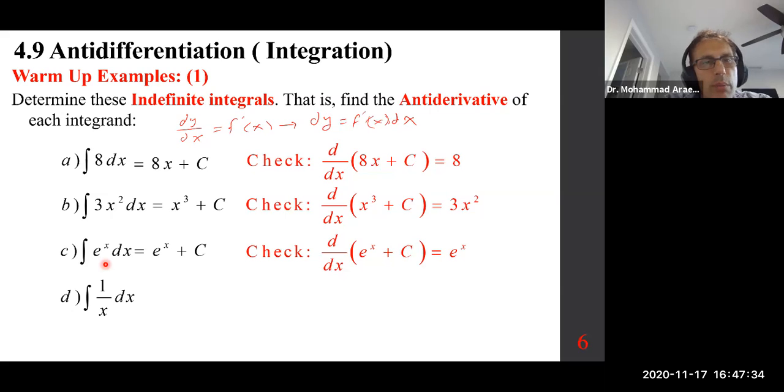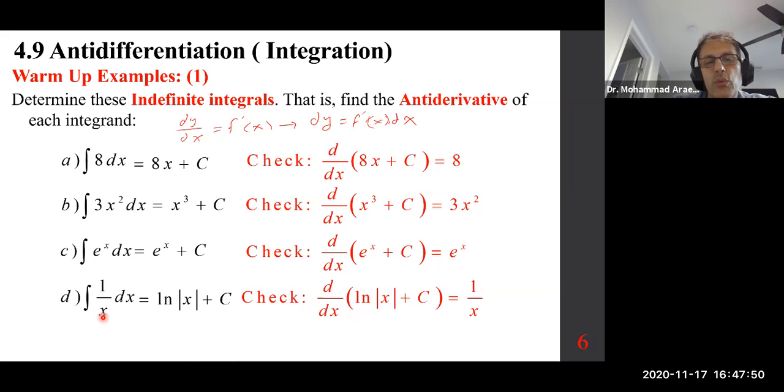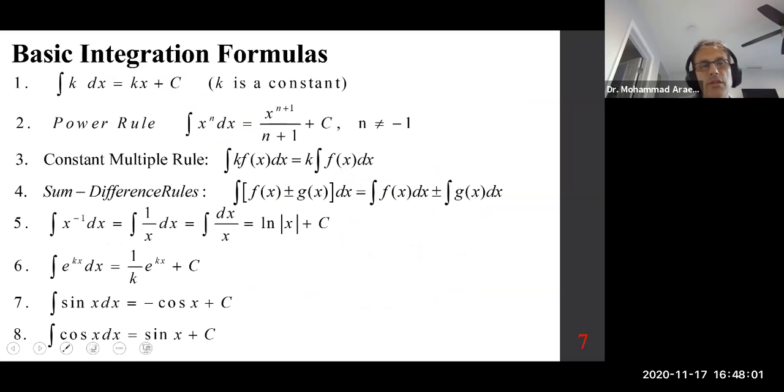Finally, for a warm-up example, what function do you differentiate to get 1 over x? Natural log. And so we check that by writing it in this fashion. By the way, we use ln and we put in an absolute value because of the limitation on the domain. As you recall, the domain is 0 to infinity.